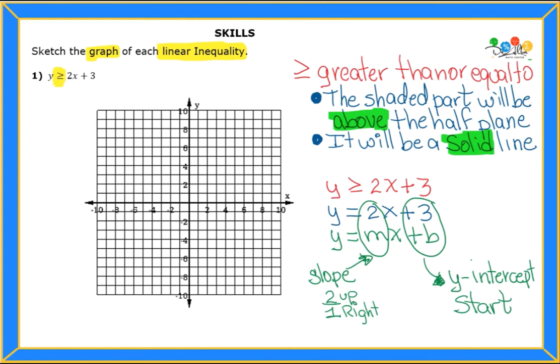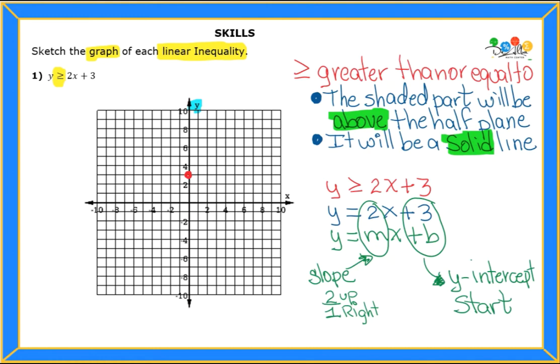Okay? So let's go ahead and graph it. So where am I going to start? Well, I am going to start at positive 3 on the y. So I'm going to come back over here, and right there where the y is, I'm going to find the positive 3. Okay? So my positive 3 will be right here. 1, 2, 3. That's where I'm going to start.